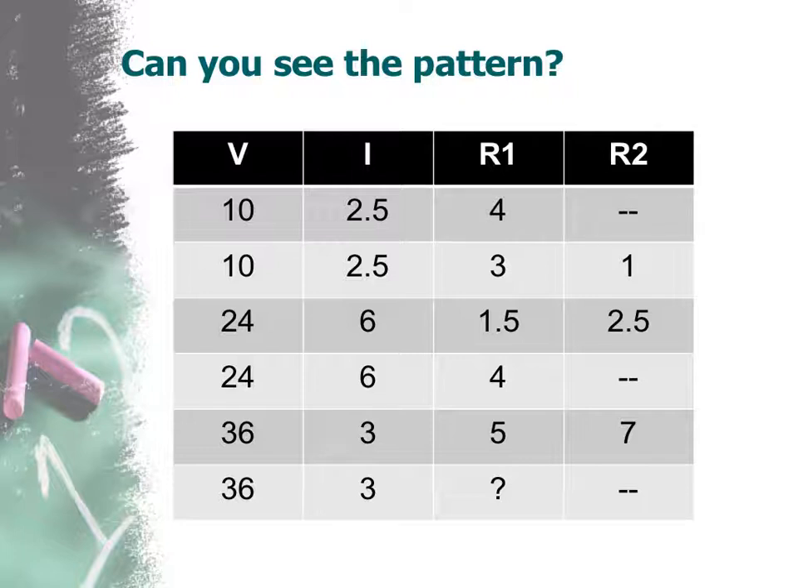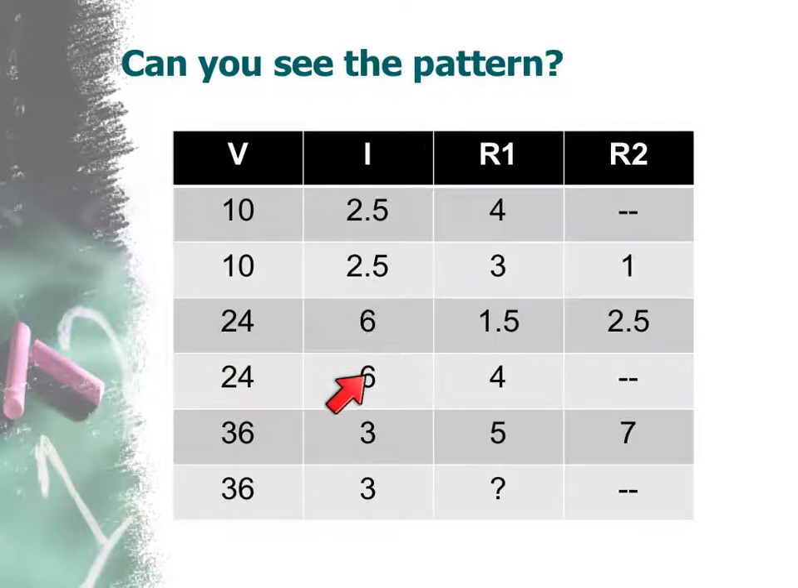Okay, welcome back. So, what you may have noticed is that when the voltage of the battery and the current of the circuit remain the same, it turns out that if you have just one resistor, that turns out to be equal to these two resistors added together. So this R is equal to that R plus that R. Okay. Well, let's take a look at the next two rows.